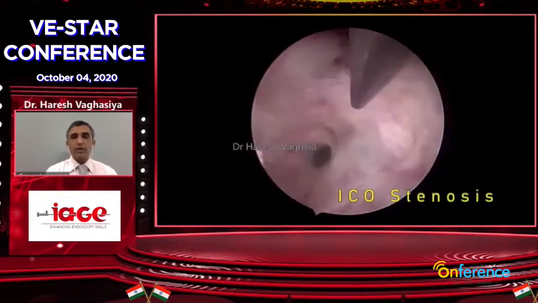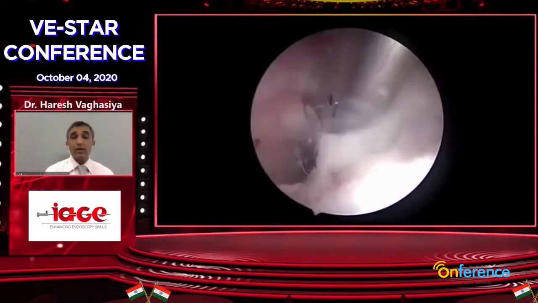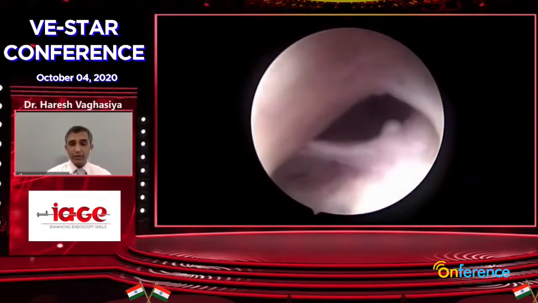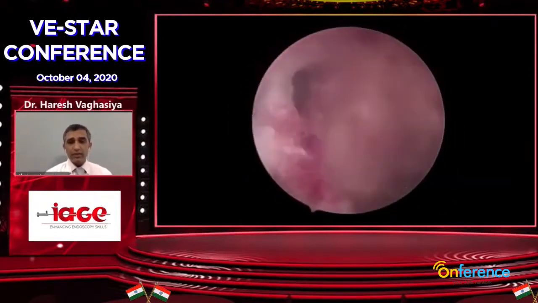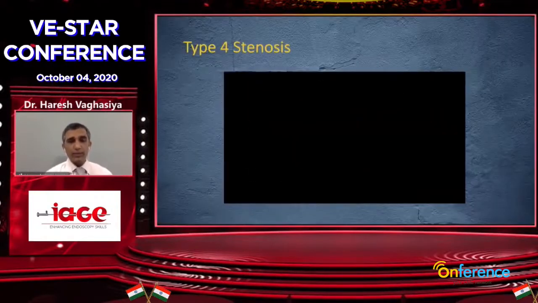This patient also had an isthmocele, and the hematometra and isthmocele were completely filled with blood, and that's the adenocarcinoma polyp which we excised.